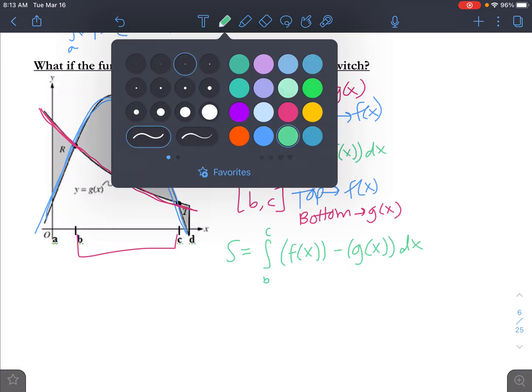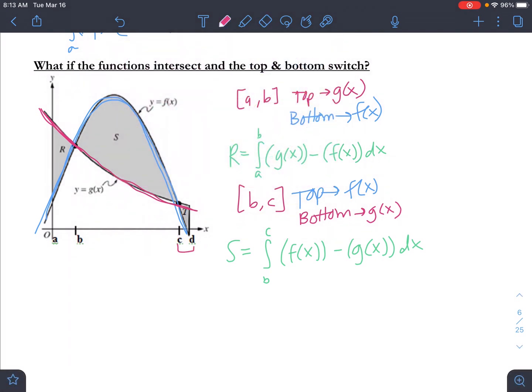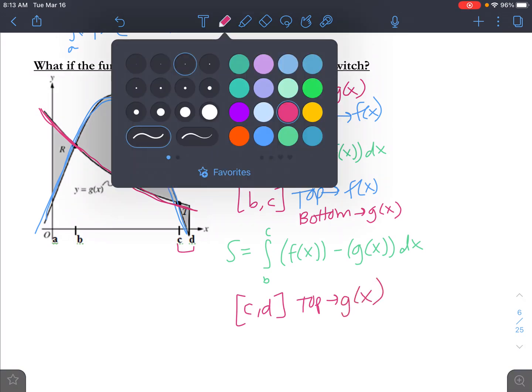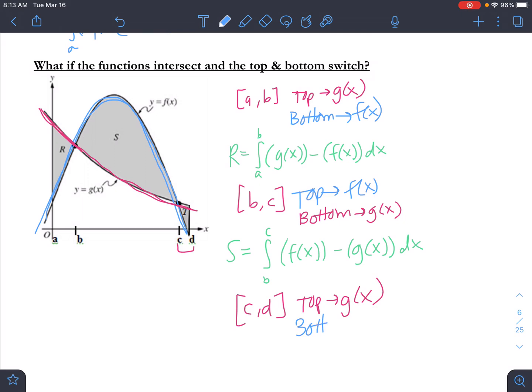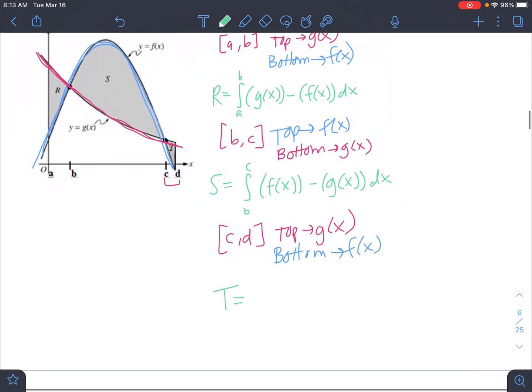All right, and last but not least, you've got that little tiny piece there, this area t. The top function would be pink, bottom would be blue. So again, from c to d, you're back to the top function is, what did I just say, g of x, and the bottom function is f of x. So one more time here, if you were going to do that, you would have c to d, top function minus bottom function.